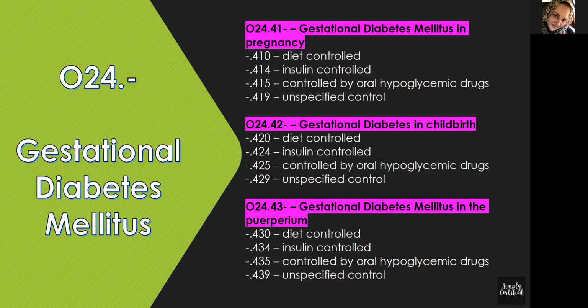O24.415 is controlled by oral hypoglycemic drugs. And O24.419 is unspecified control, when they don't say what the patient's taking or how they control it. But if you look down at code O24.42 for the diabetes in childbirth, gestational diabetes, you'll see the same pattern, except now instead of 10, 14, 15, 19, it's 20, 24, 25, and 29. And the pattern repeats throughout this code block: 430, 434, and 435, 439.